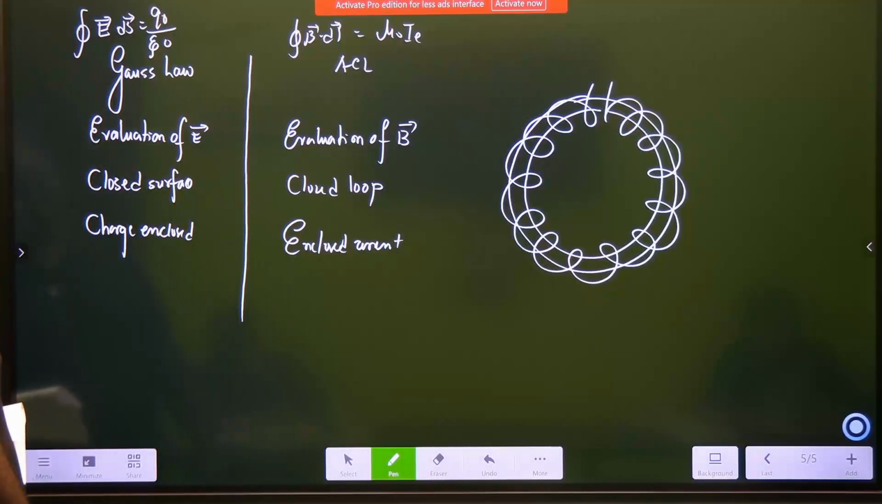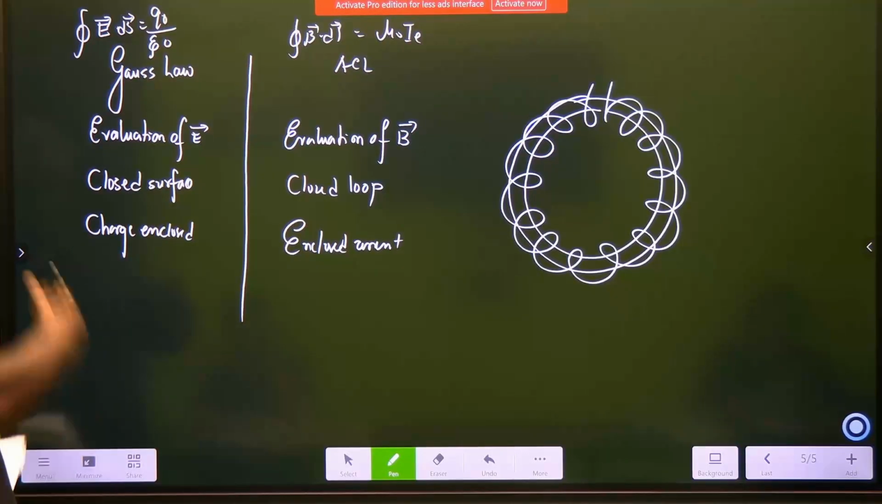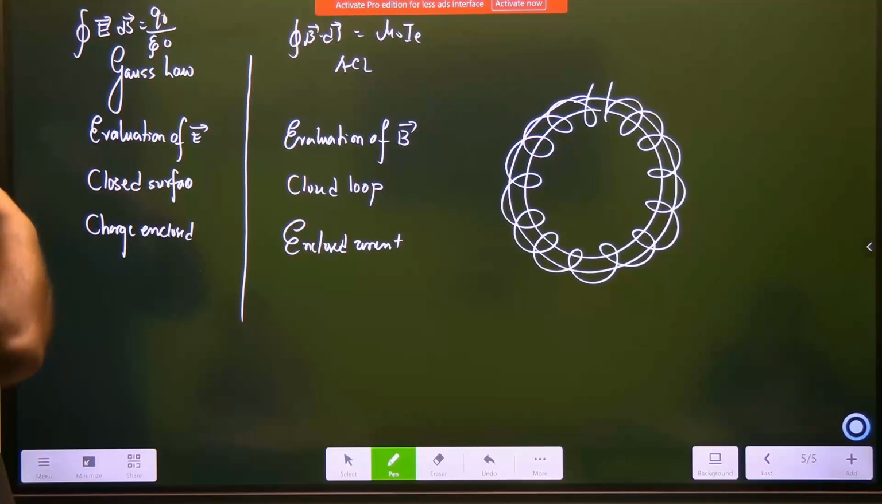So Ampere's circuital law is for straight wires, toroids, infinite current sheet. But Ampere's circuital law is not used for short wires, circular loops, irregular conductors. Not that it is not true, but here your integration will become difficult. Right?